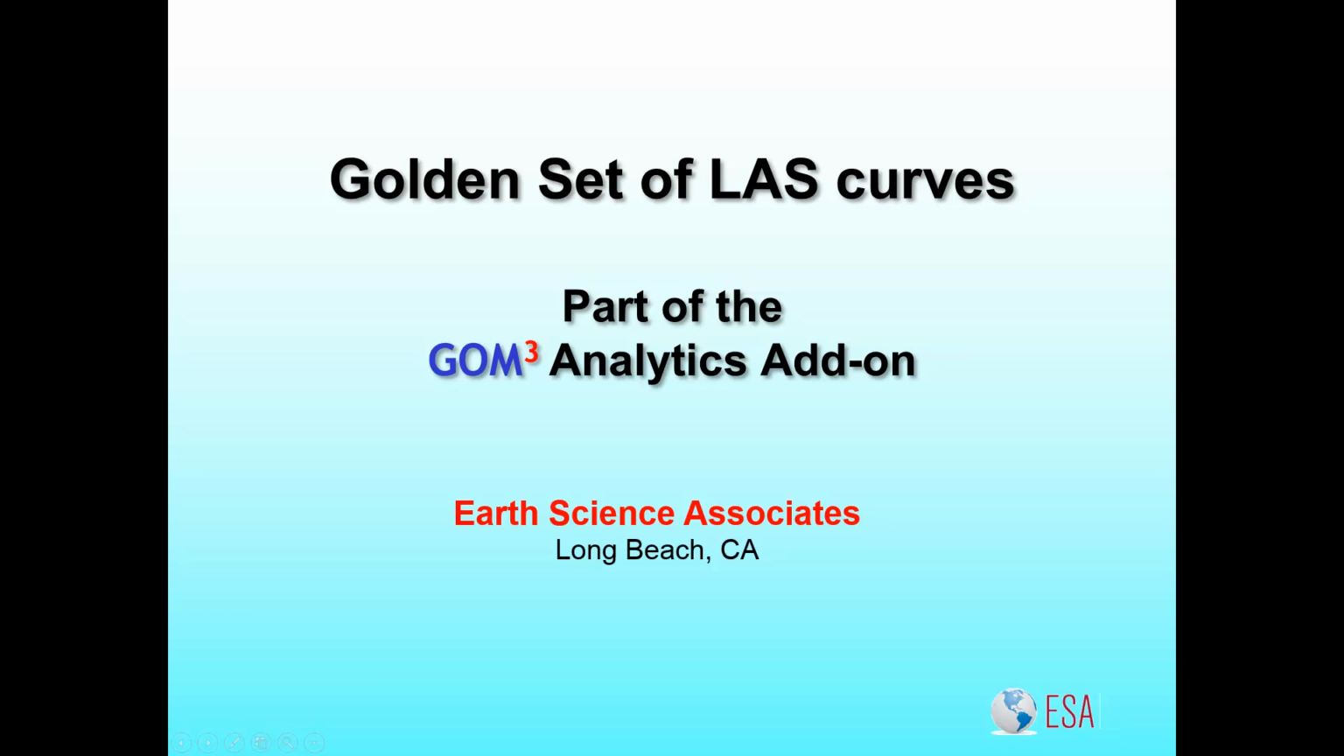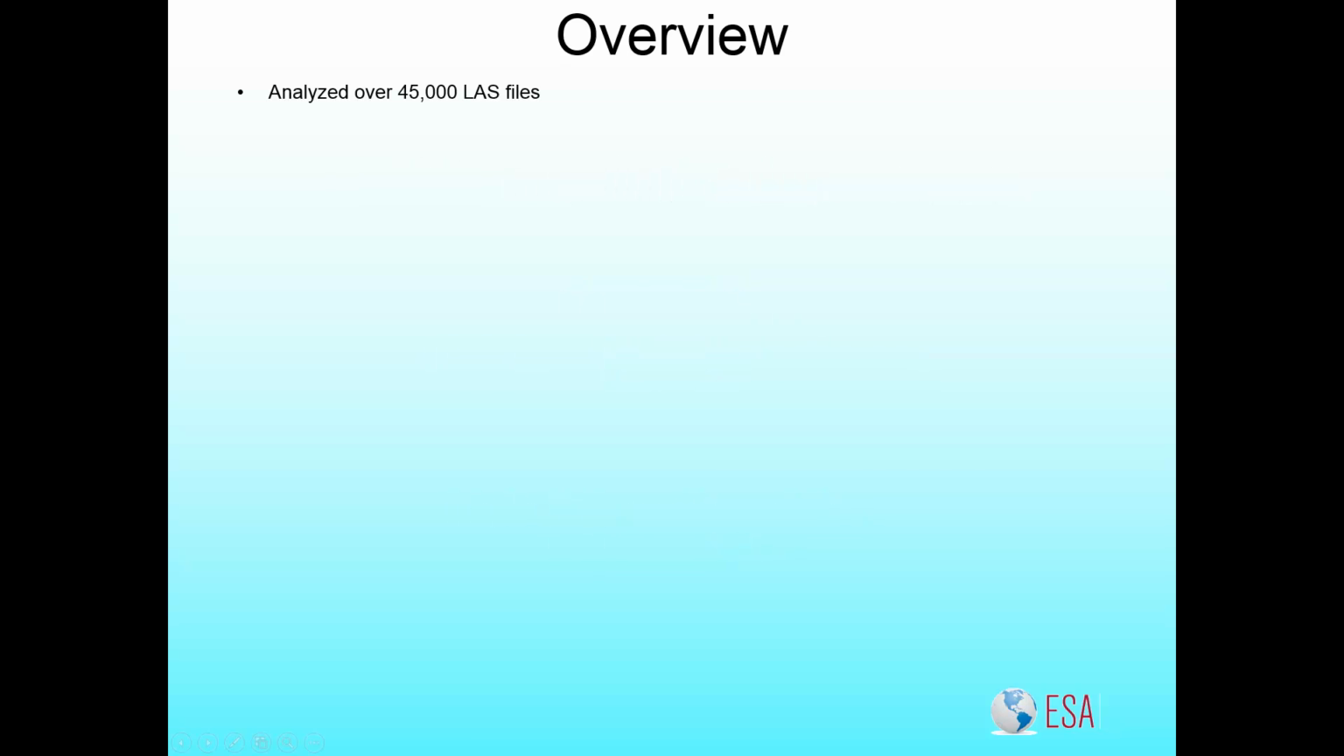This video is going to focus on the golden set itself and mostly on how we created this data. The golden set is a table of well log values of the most important curves. It is grouped by well and only uses the best available data. So what this means is that for any well, you can easily see all the data available and be confident it's the best data. To start off with, we analyzed over 45,000 LAS files.